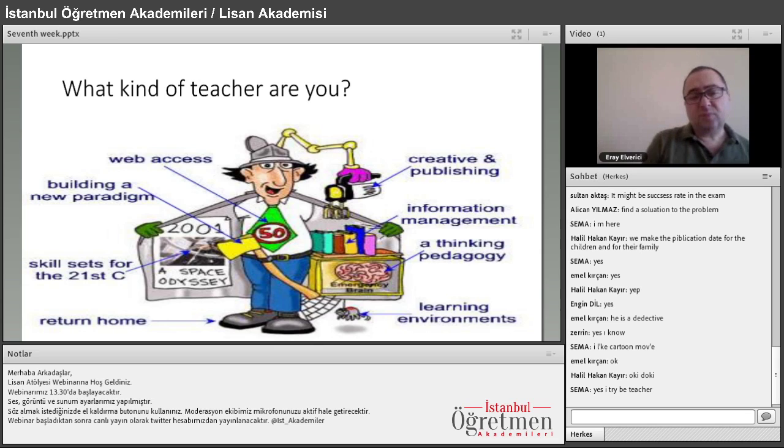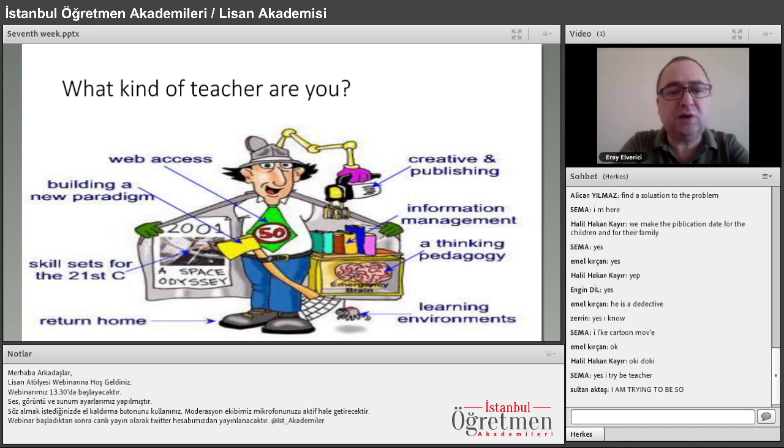Well, you know what? I found this cartoon, this picture, when I was looking for a good picture for 21st century skills. I think this picture, this cartoon, really summarized the idea of 21st century skills. Do you know anything about this 21st century skills? Have you ever heard about this idea? 21st century skills.